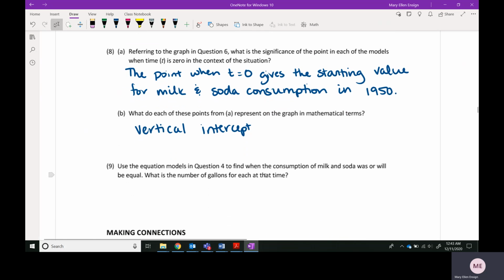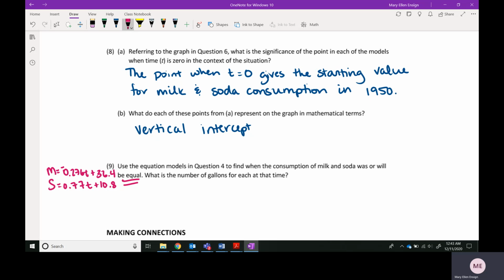We want to use the equation models to find when the consumption of milk and soda was or will be equal. So we looked at the table, we looked at the graph, now we want to use the equation. So think about this for a minute. Here are our two equations. The milk was negative 0.276 t plus 36.4, and the soda was 0.77 t plus 10.8, right? So I want these two to be equal. I want the amount of milk consumed to equal the amount of soda consumed.